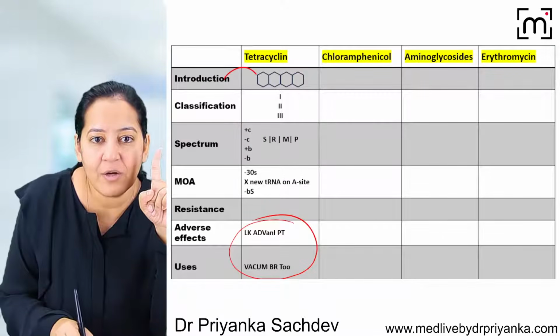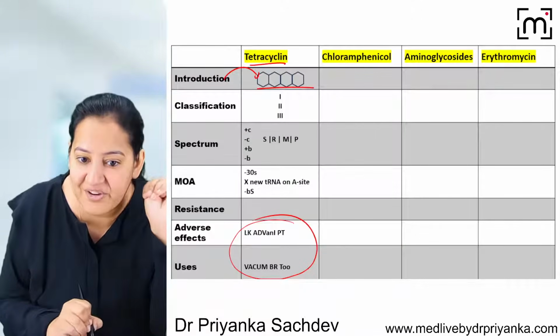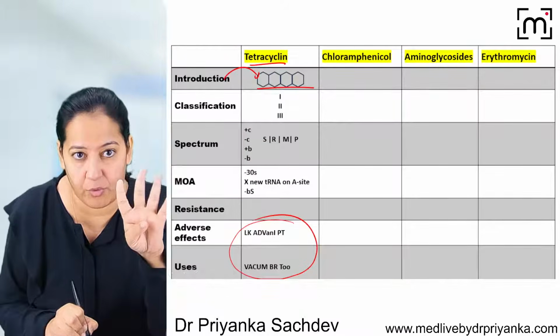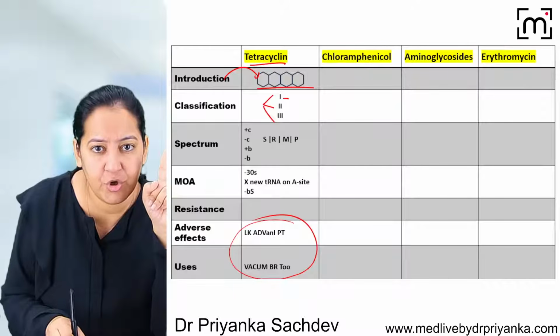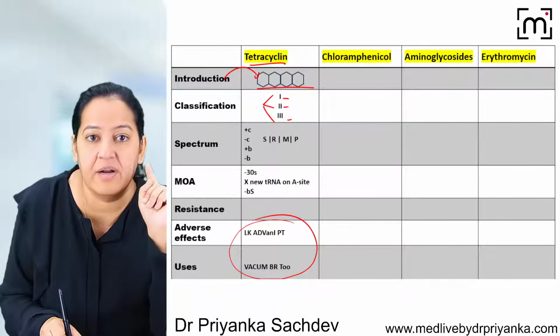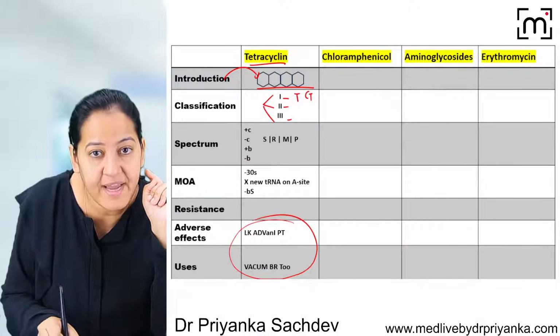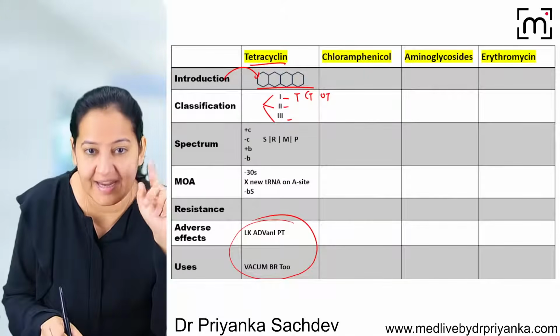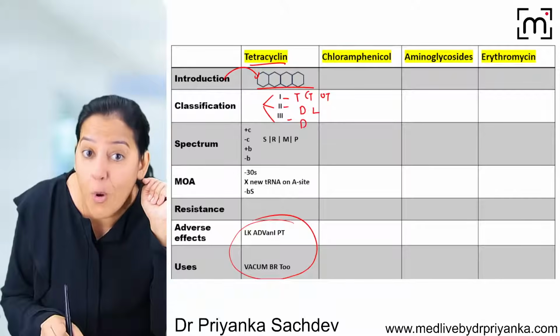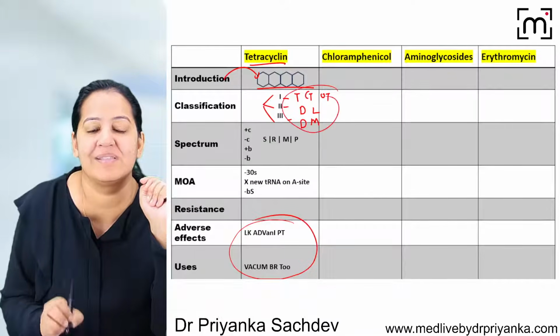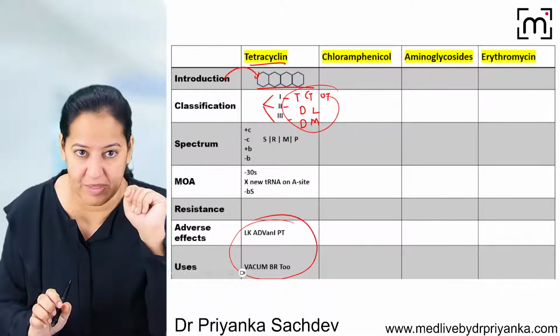So why are tetracyclines known as tetracycline? Because they have 4 benzene rings. That's why tetra means 4. What is the classification? They are divided into 3 groups. In the first group, we have 3 drugs: tetracycline, chlortetracycline, oxytetracycline. In the second, we have demeclocycline and lymecycline. And in the third, we have doxycycline and minocycline. So total 7 are there: 3 plus 2 plus 2.